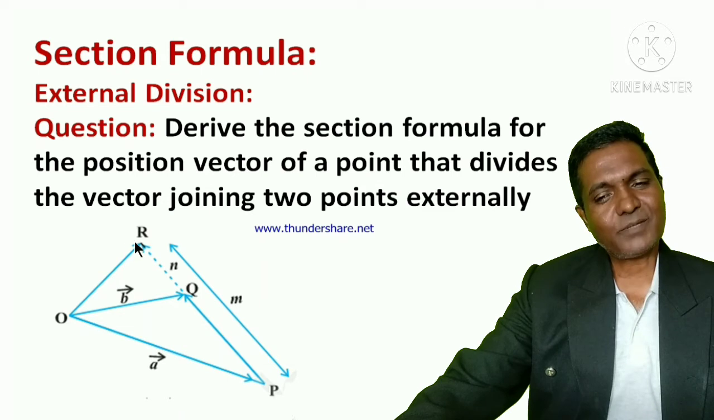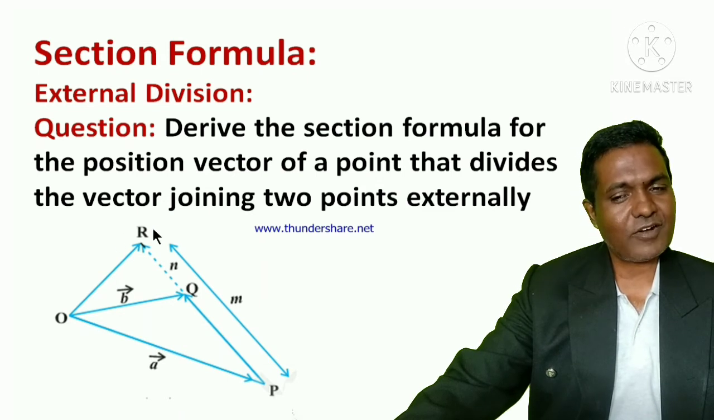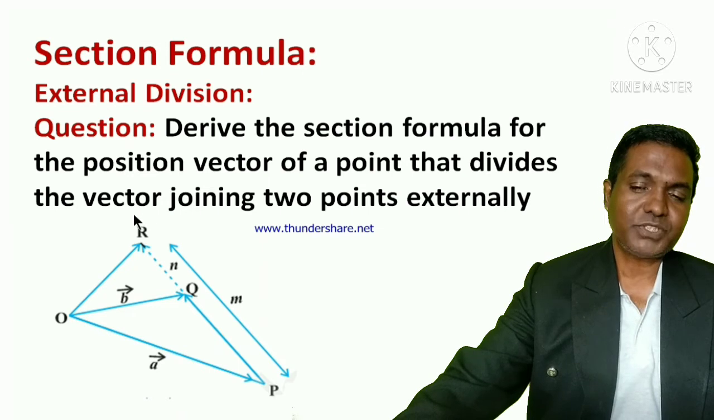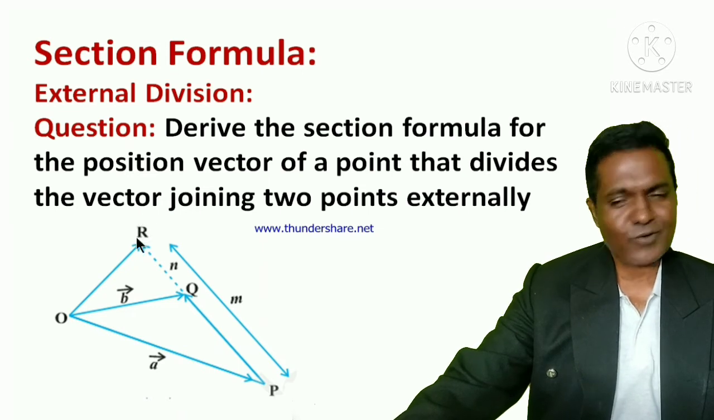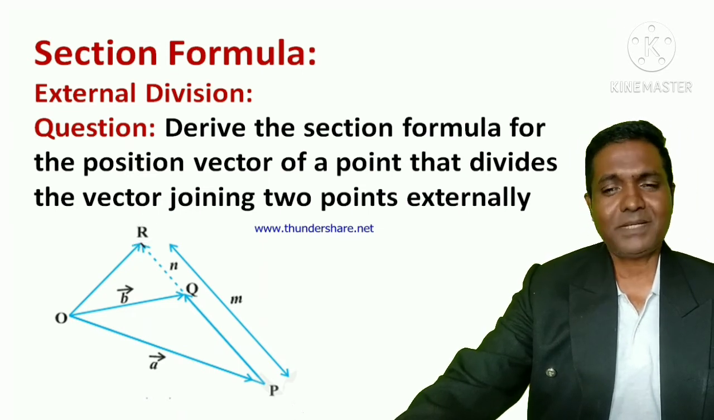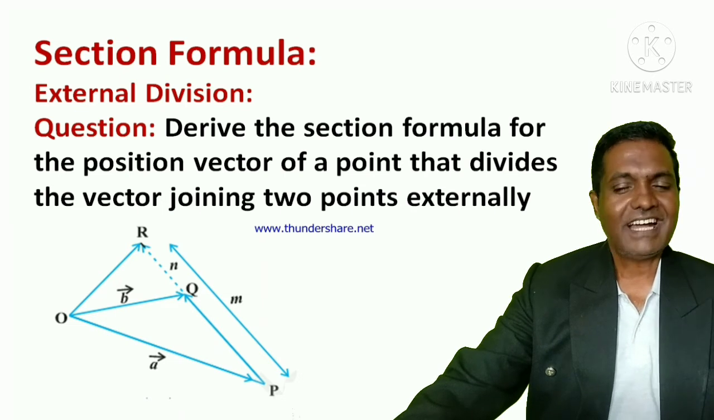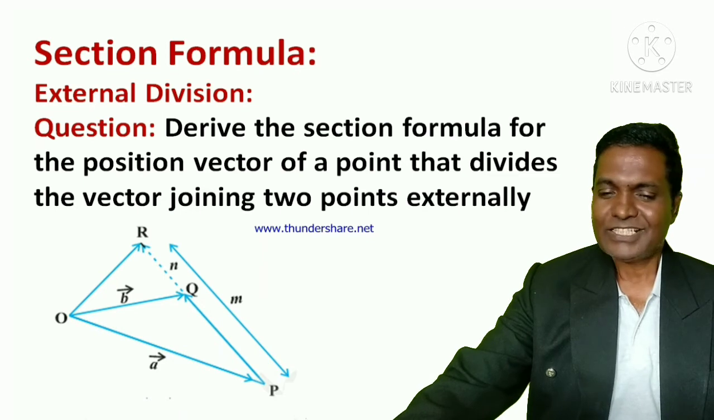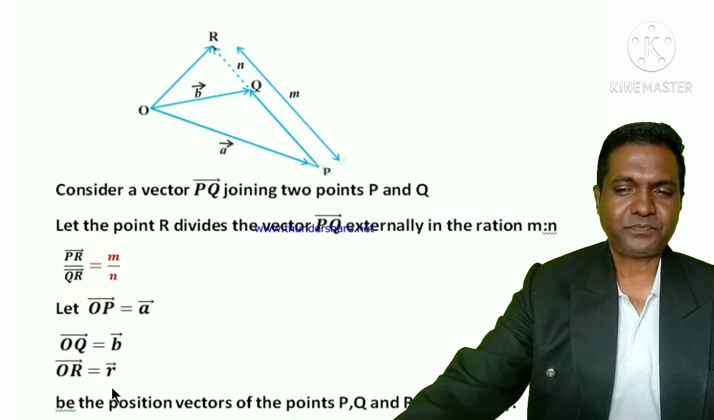So R is somewhere not on the vector PQ. We are supposed to find the position vector of the point R. So very simple, it is the same as you have done earlier, but slight changes will happen at the end. So now let's see.